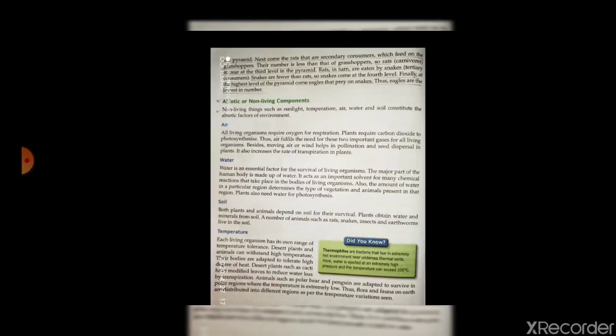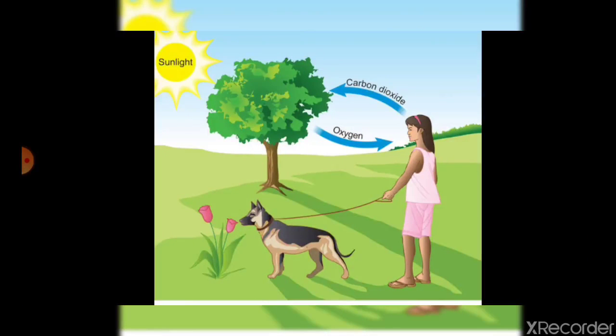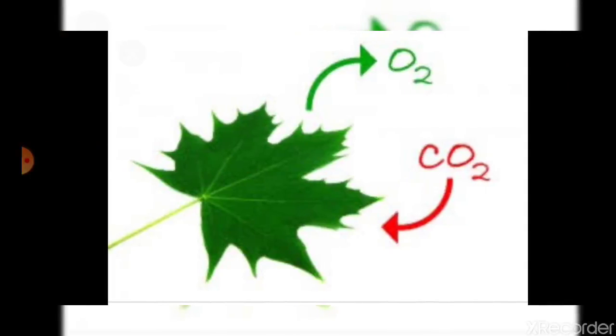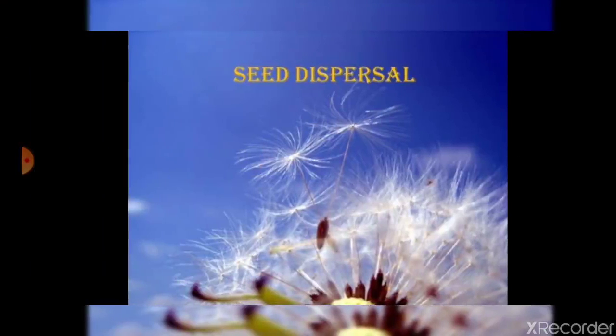Air. All living things or all living organisms require oxygen for respiration. Plants require carbon dioxide to photosynthesize, that is to prepare their food. Moving air or wind helps in pollination and seed dispersal.